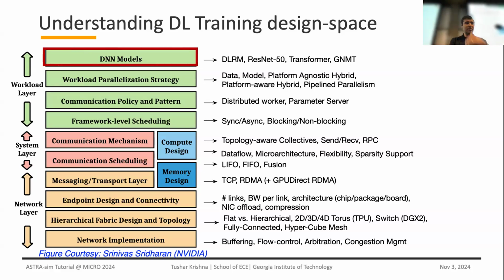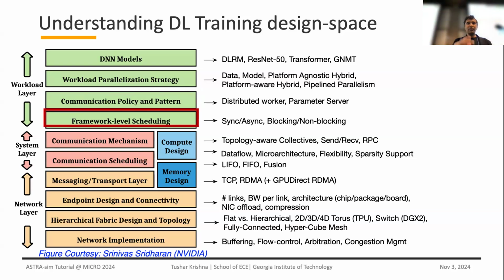So let's go step by step through each of these just to understand what each of them contains. When we talk about DNN models, this is really the specific model that you would like to train or serve. Then the workload parallelization strategy, as I said, is how do you actually take the model and shard it. Then you come down to the communication policy and patterns, where you decide whether to do it as a centralized parameter server or in a purely distributed manner. And then some framework-level scheduling around synchronous, asynchronous, or blocking versus non-blocking. Then you go down to the compute and memory. This is where, as I said, the exact GPU that you're using, how many flops, what the microarchitecture is, what the memory bandwidth and capacity are, all of those come into these decisions or components.